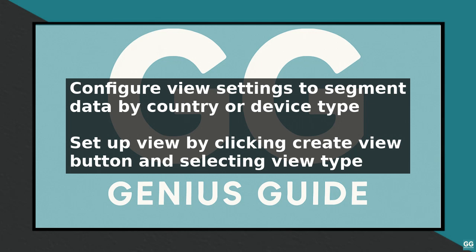Another key feature in Google Analytics is event tracking. Event tracking allows you to track specific actions on your website, such as button clicks or video plays. To set up event tracking, you need to add a small piece of code to the element you want to track. To get the most out of Google Analytics, it is also important to set up e-commerce tracking.